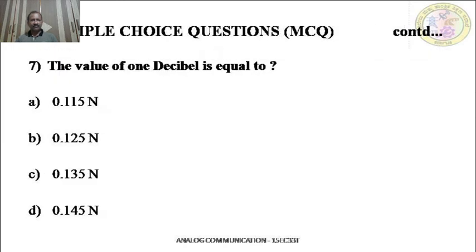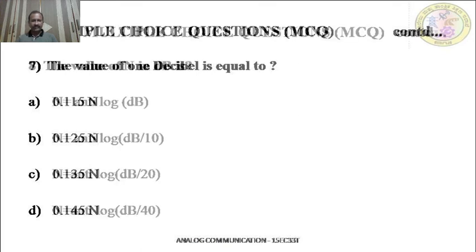The value of 1 decibel is equal to which option: 0.115, 0.125, 0.135, 0.145. Answer A, 0.115 Neper. N indicates Neper here. Answer is A.